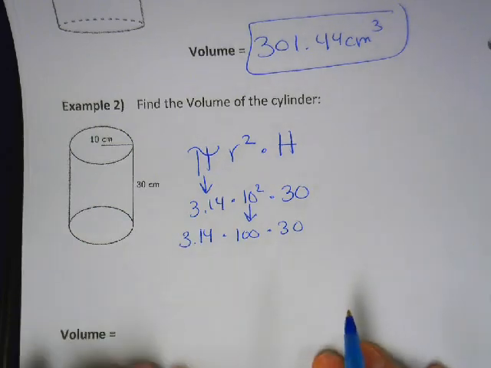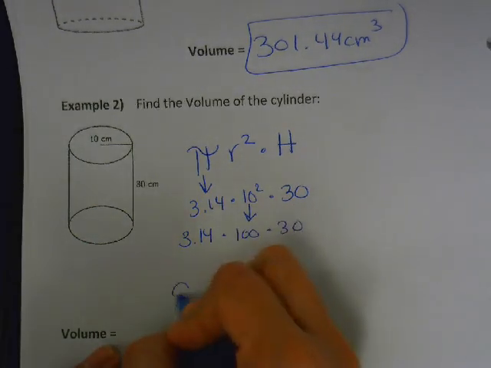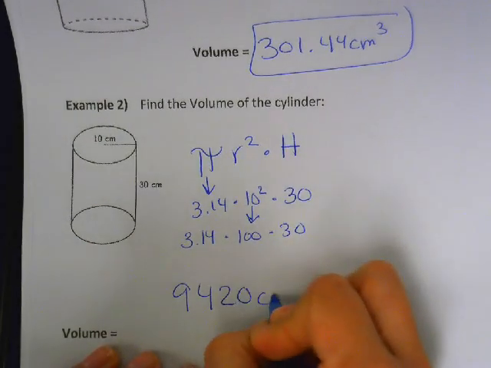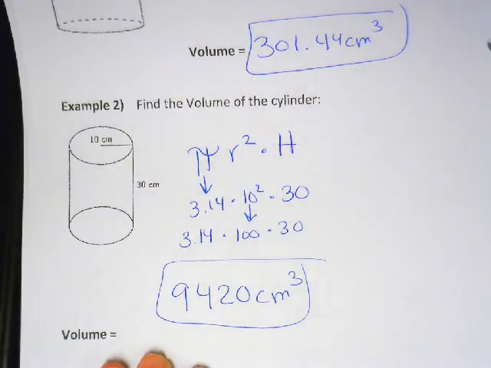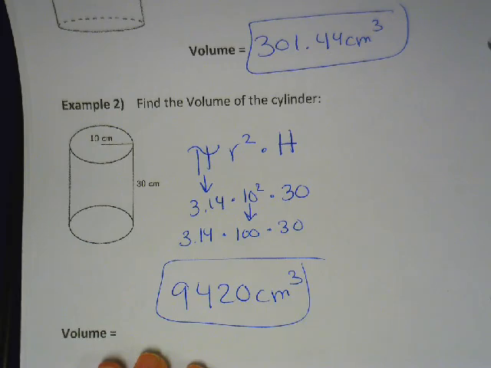And what's our answer for number 2? 9,420 centimeters cubed. Good job. Yeah, sorry, cubed. Oh yeah, there's no decimals because we moved it because of the 100.